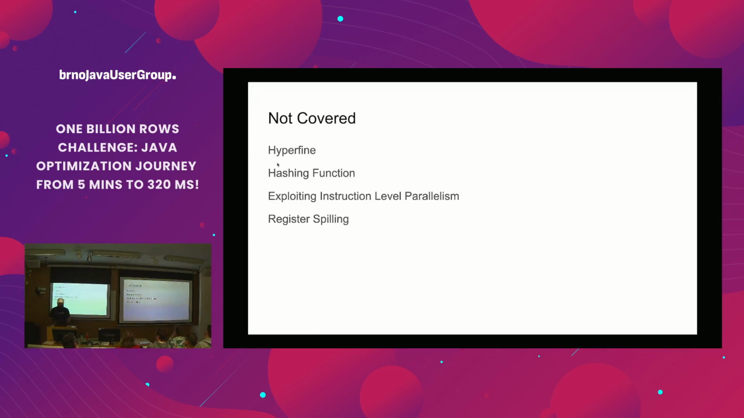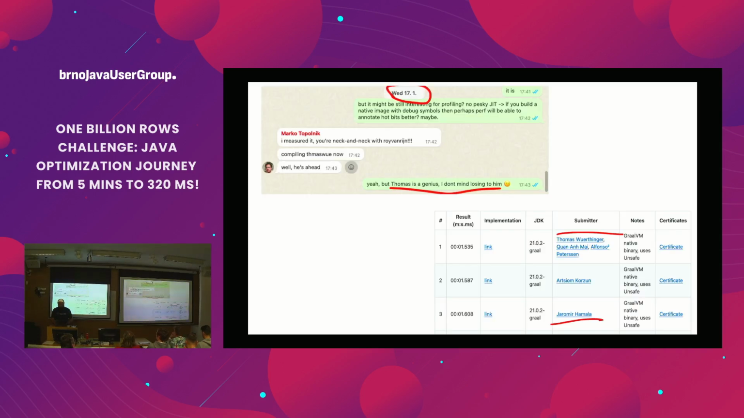I was not talking about hashing functions at all. They were super important because there are very slow and very fast hashing functions. So I didn't cover this at all. I didn't talk about instruction level parallelism. Maybe that's something for next time. And register splitting is really a juicy topic, maybe for next time.